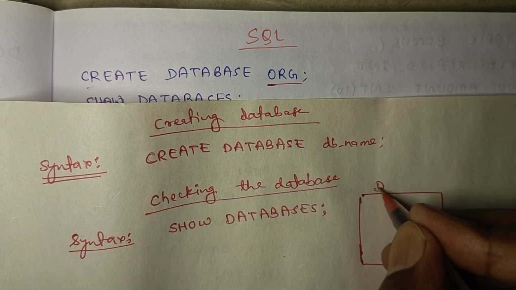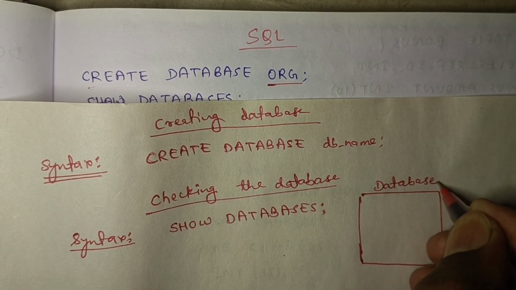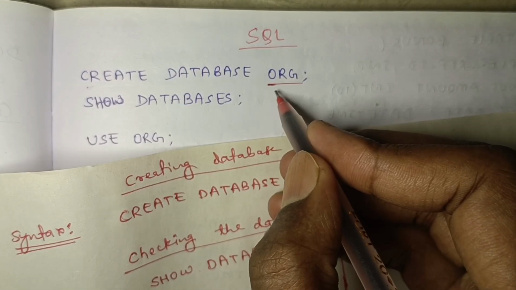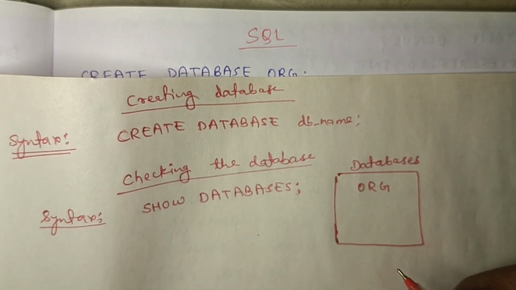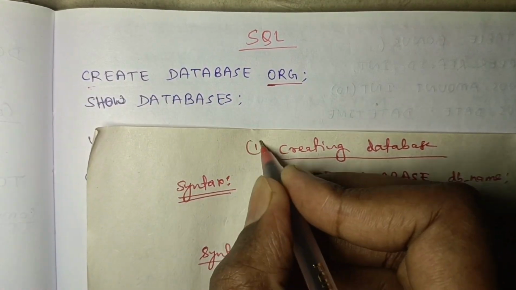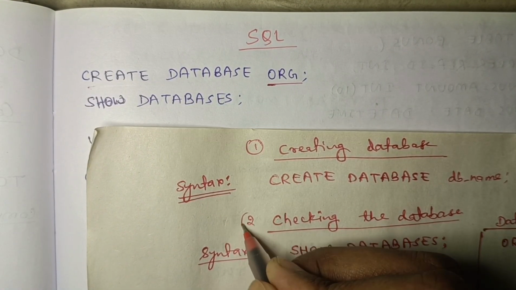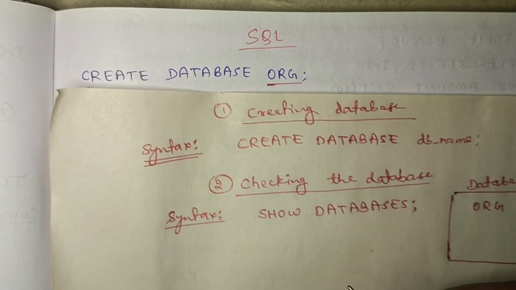It will show as output that, if we created an org database, then it will show that the org database is created. So we saw first creating a database, and second, checking the database.